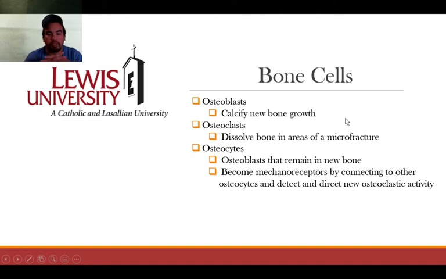So then we have bone cells. What kind of bone cells do we have? We have osteoblasts, which help calcify new bone growth. Then we have osteoclasts that dissolve bone in areas of a microfracture. Okay, so these two are balanced between each other, right? One breaks down, one adds. Now, osteoclastic activity is typically a little bit faster than osteoblastic activity. That's why adapting our loads matters as we're training individuals, especially if we're starting weight training, right?